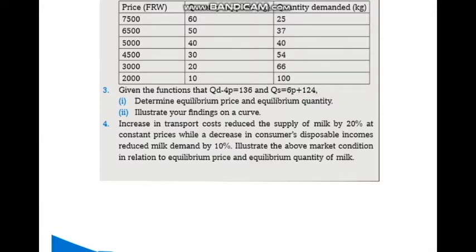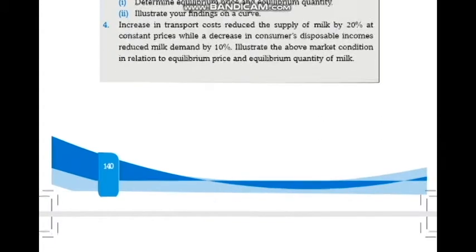Increase in transport cost reduced the supply of milk by 20% at constant prices, while decrease in consumers' disposable income reduced the milk demand by 10%. So, illustrate the above market condition in relation to equilibrium price and equilibrium quantity of milk.